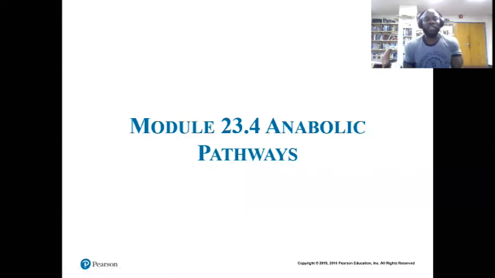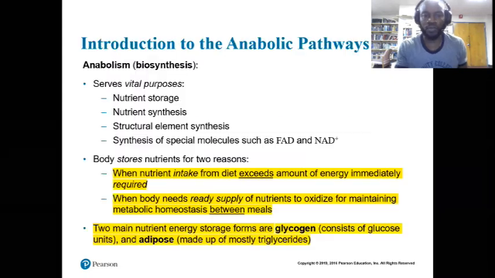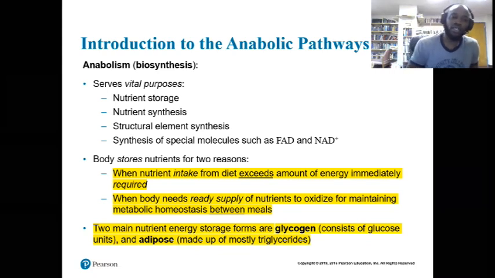Now let's get into the anabolic pathways. So anabolism, the building up, serves vital purposes: nutrient storage, nutrient synthesis, structure of our body, synthesis of special molecules, these electron carriers, FAD and NAD.